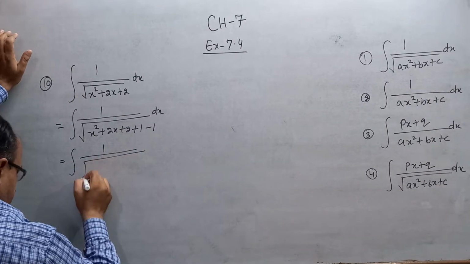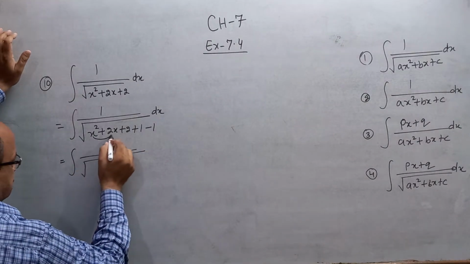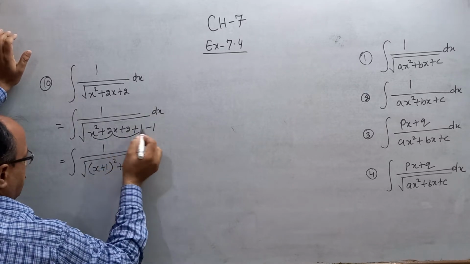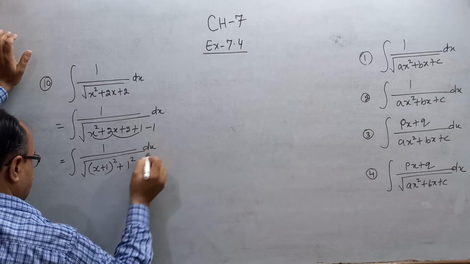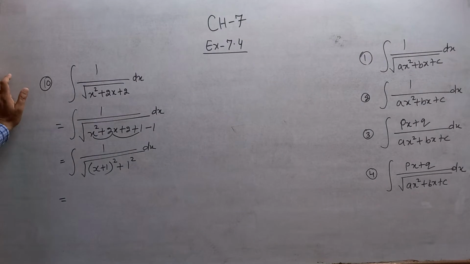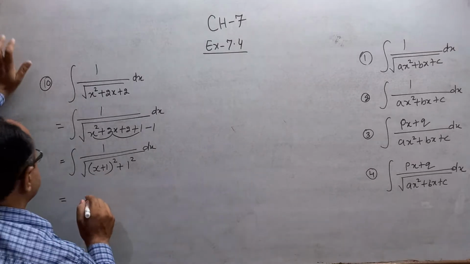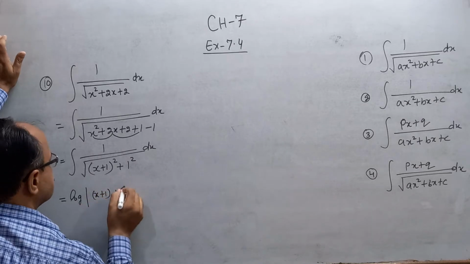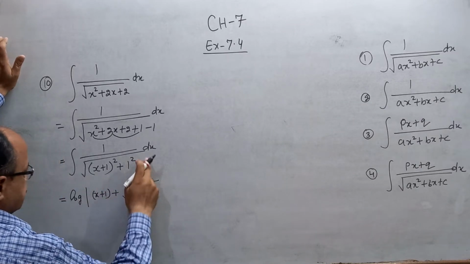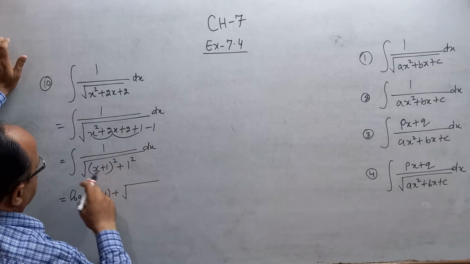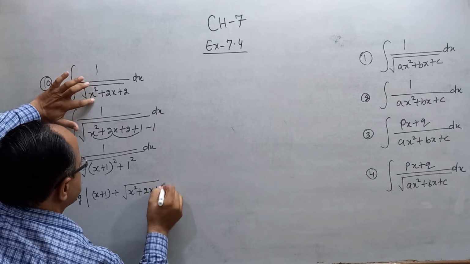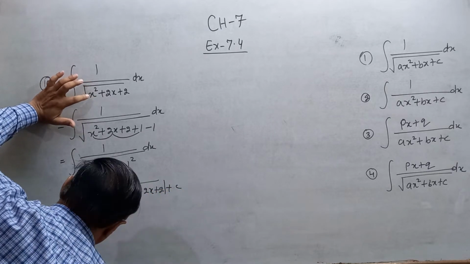One upon root, this is perfect square, x plus 1 whole square, 2 minus 1, 1. Now you can apply the formula 1 upon root x square plus a square, the formula is log x plus 1 plus the complete root as it is. You can write this x square plus 2x plus 2. This is the answer. Right?